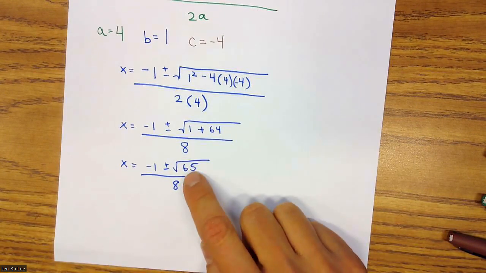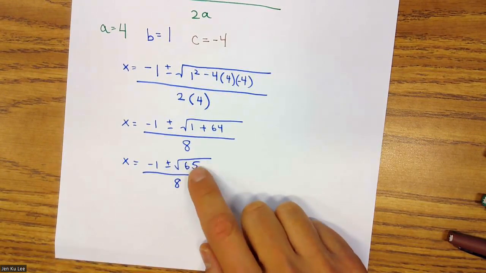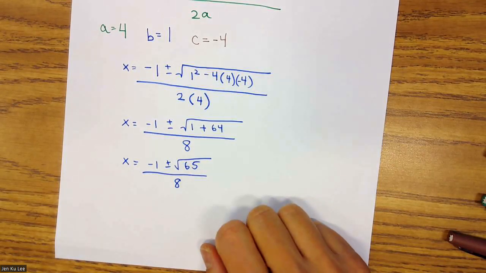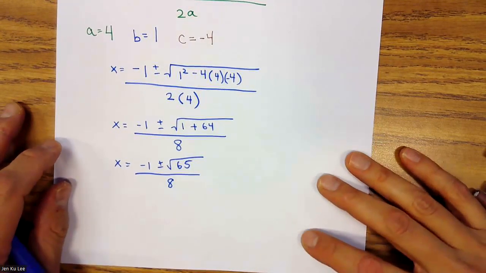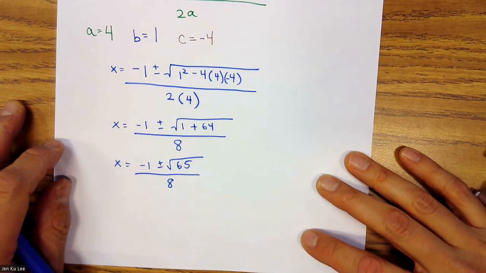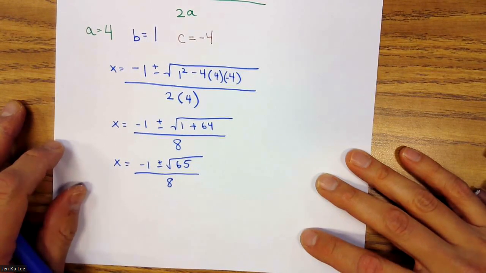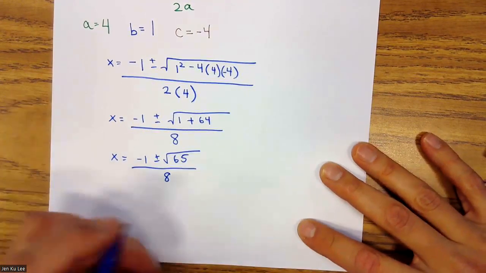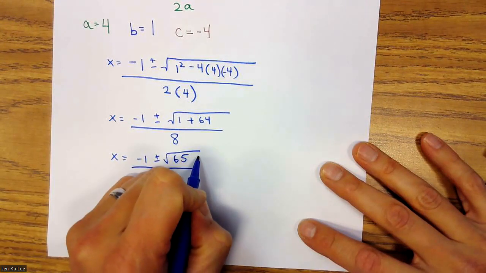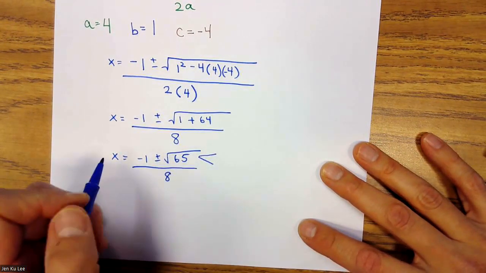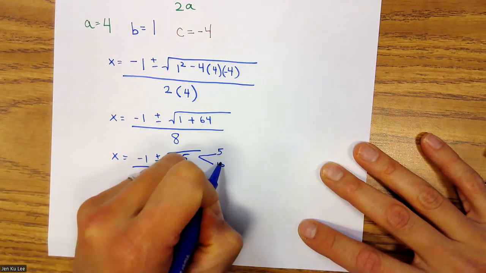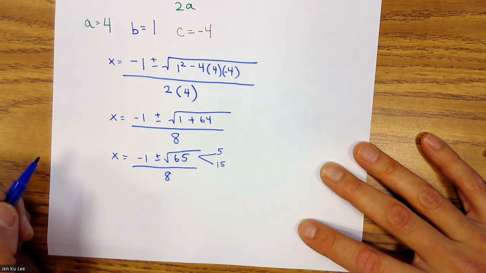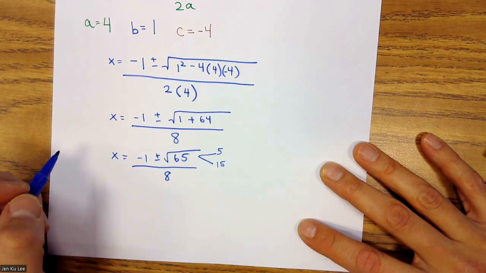Now with this square root of 65, we have to break it down, okay? Do we all know how to break down radicals? We did this before, like the middle of semester 1, right? So 65 breaks out to be, I'm going to factor tree this, 5 and 15, right? 5 times 15 is 65.